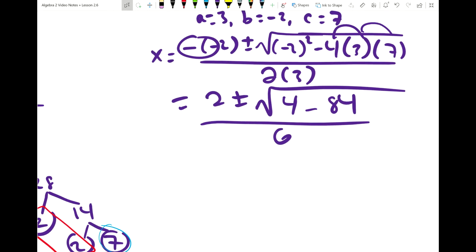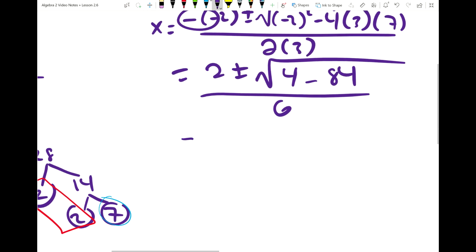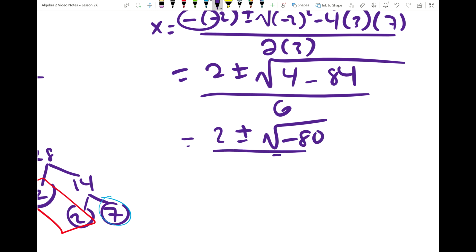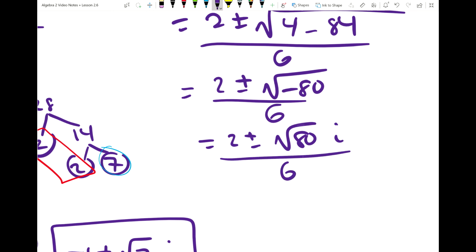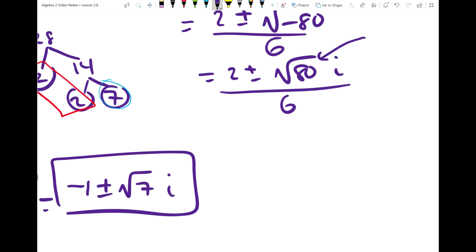Again, unfortunately, it is actually another negative. So that means we have another i here. So we got 2 plus or minus square root of negative 80 over 6. So it looks like we got another set of complex solutions. So we're going to stick an i in front, in the very beginning, afterwards. And then we're going to break down the 80.